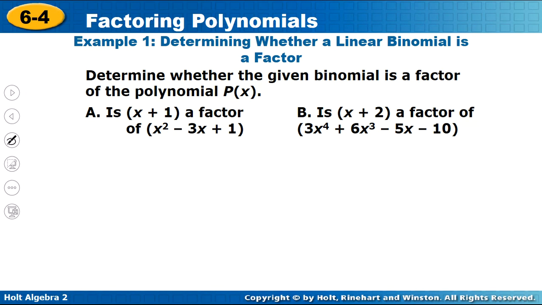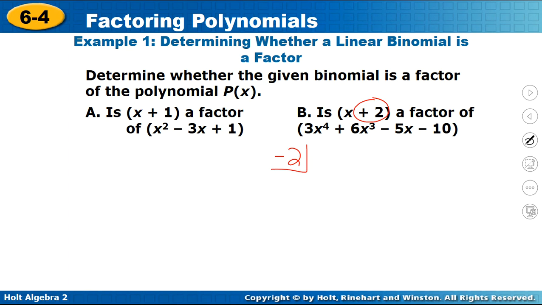Example B. Is x plus 2 a factor of 3x to the 4th plus 6x to the 3rd minus 5x minus 10? Well, we're going to use that synthetic substitution again. So here is my quote-unquote a value. We're going to change the sign when we put it in our little box there. So again, technically -2 is the correct a value, but I always label it -a just because I want to remind you that we're changing that sign. All right, so let's get into it.